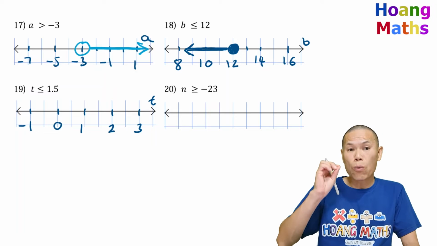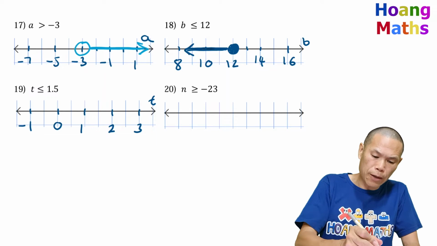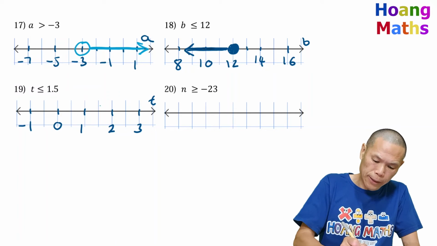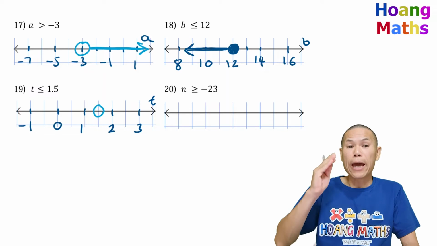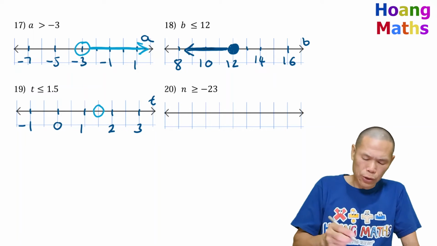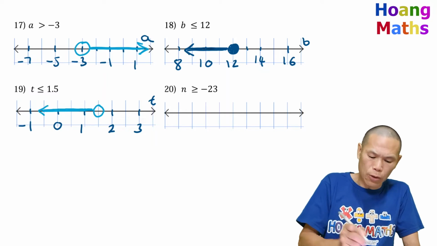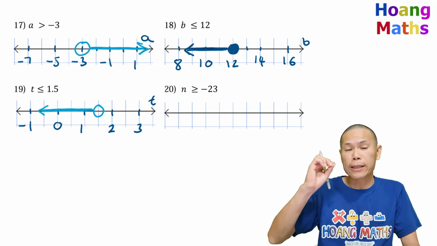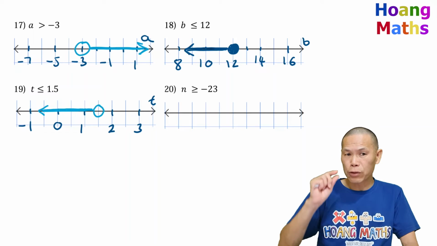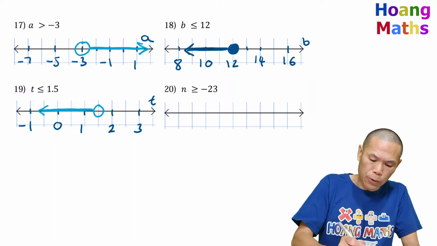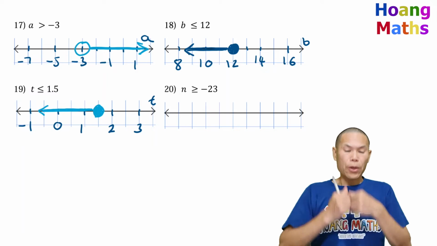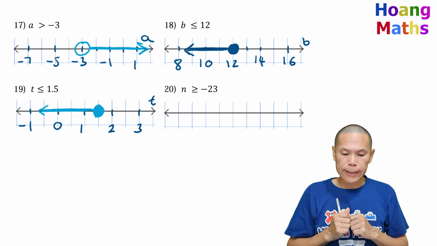So we circle 1.5. Let me just use a different color, easy to see. 1.5 is here, and less than 1.5 means that on the left-hand side of this, they're all less than 1.5 from this onward. And because of less than or equal to 1.5, we need to fill up the circle. Color it if you wish. So there you go. This is the answer.